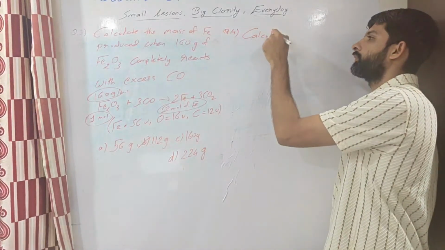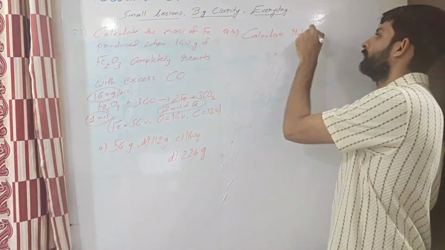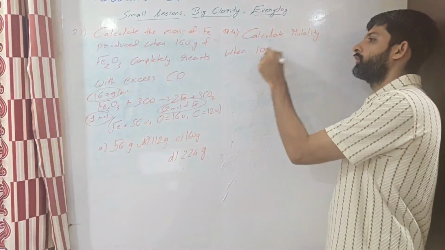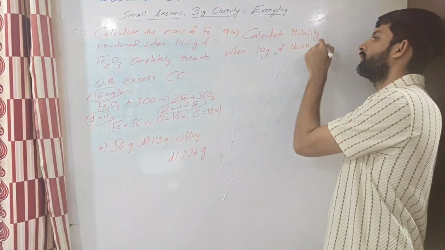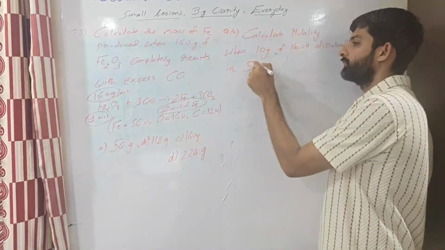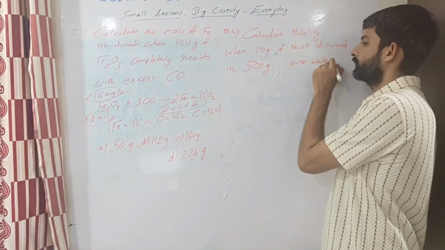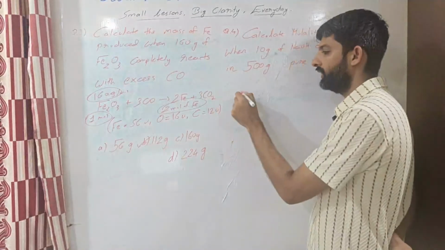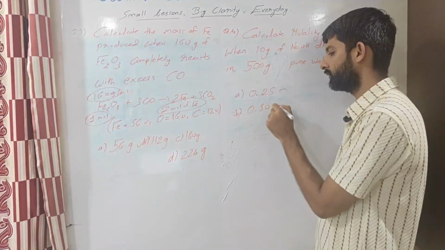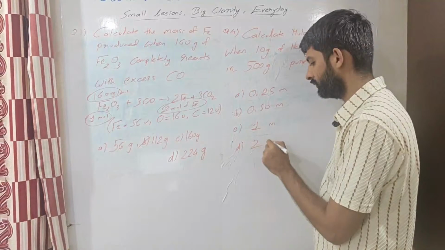Calculate molarity. Sorry, molality it is. When 10 gram of NaOH is dissolved in 500 gram pure water. Option A 0.25 molal, option B 0.5 molal, option C is given 1 molal, and option D is given 2 molal.